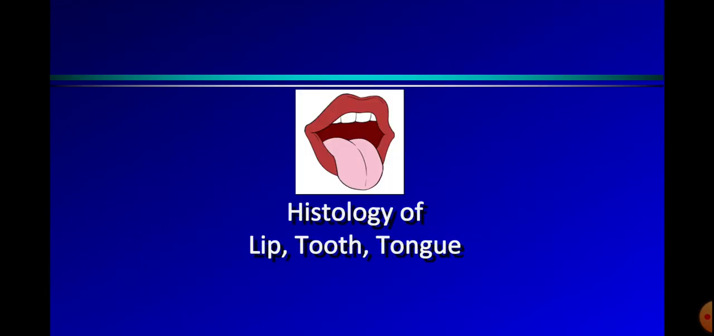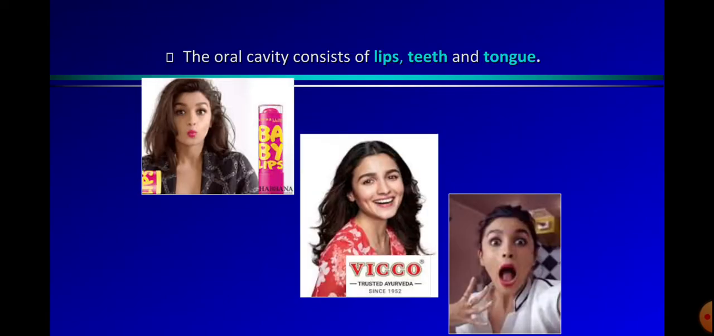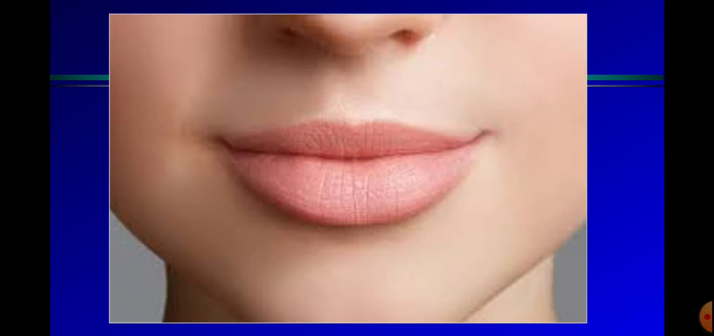So I'm here to discuss with you the histological features of the lip, tooth, and tongue according to the practical point of view. We have already studied the theoretical aspect of the histology of the lip, tooth, and tongue. The oral cavity constitutes the lips, teeth, and the tongue. So first we'll discuss the lip.